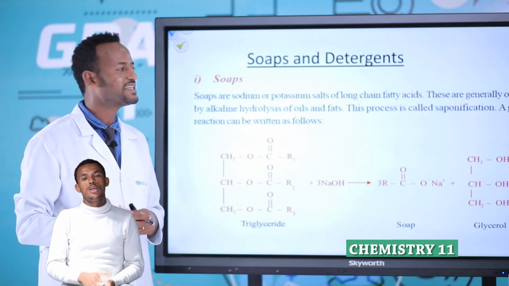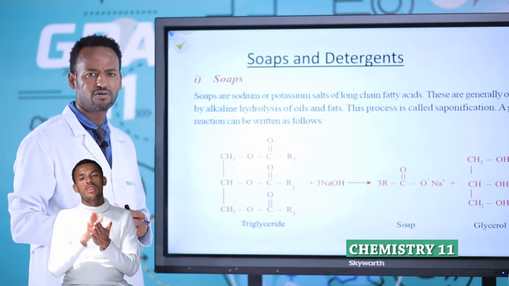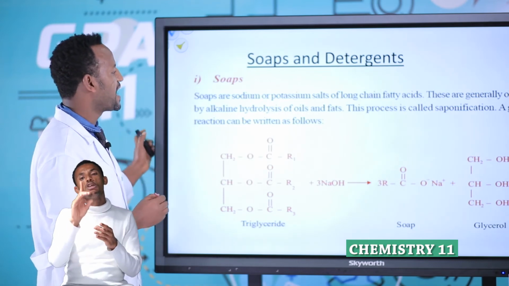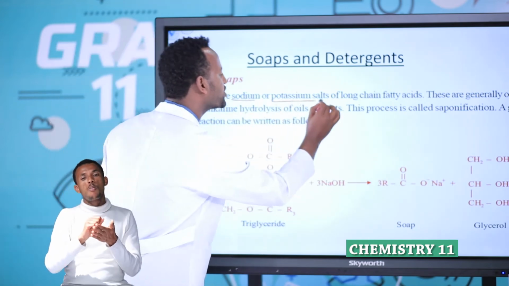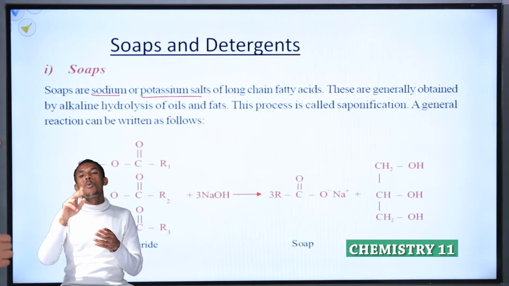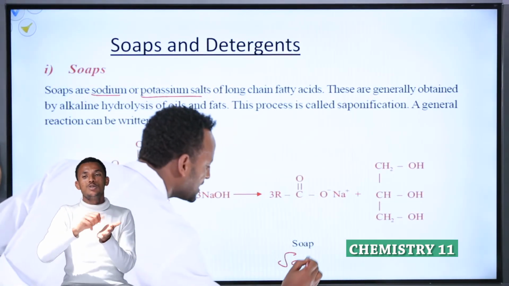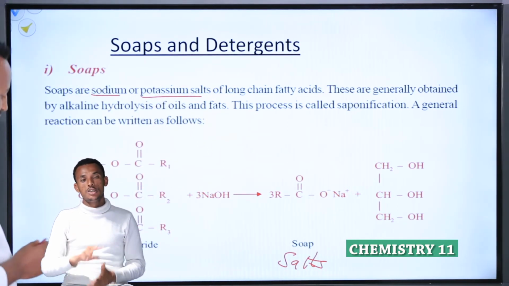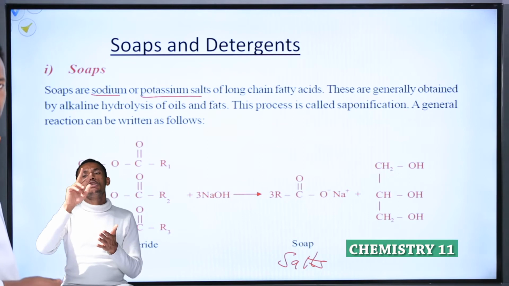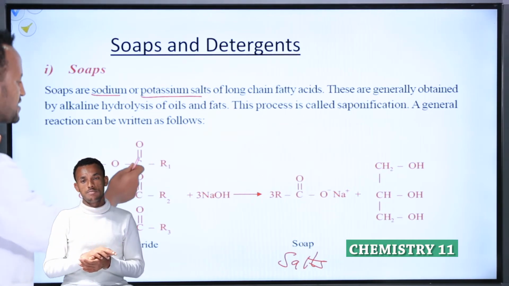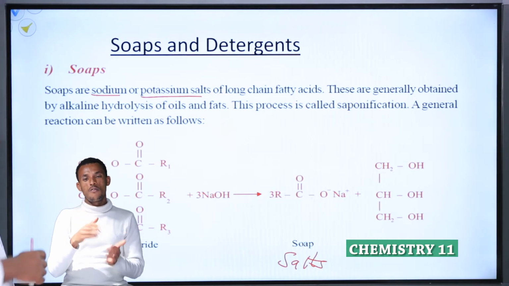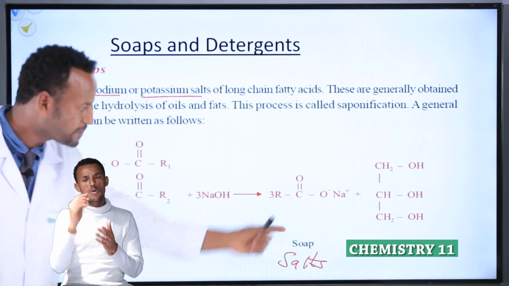Soaps and detergents. You know, all of you, what I mean by soap and detergent. Soaps are sodium or potassium salts. By the way, soaps are chemically salts. Soaps are salts. Therefore, this is a triester, RCOOR, ester, triesters, fats and oils. Fats and oils are used for the production of soap.